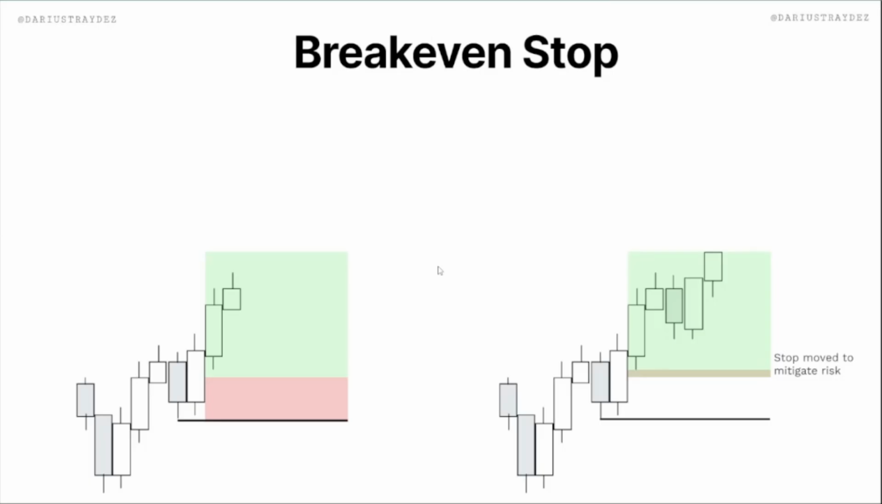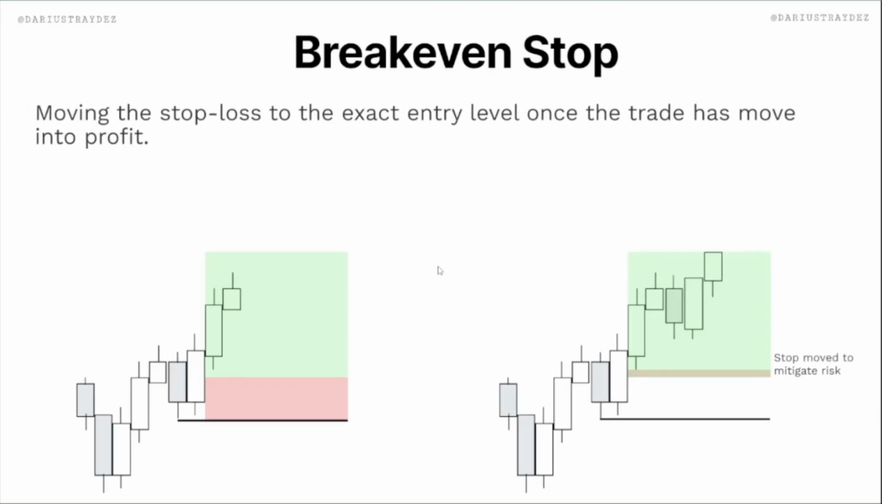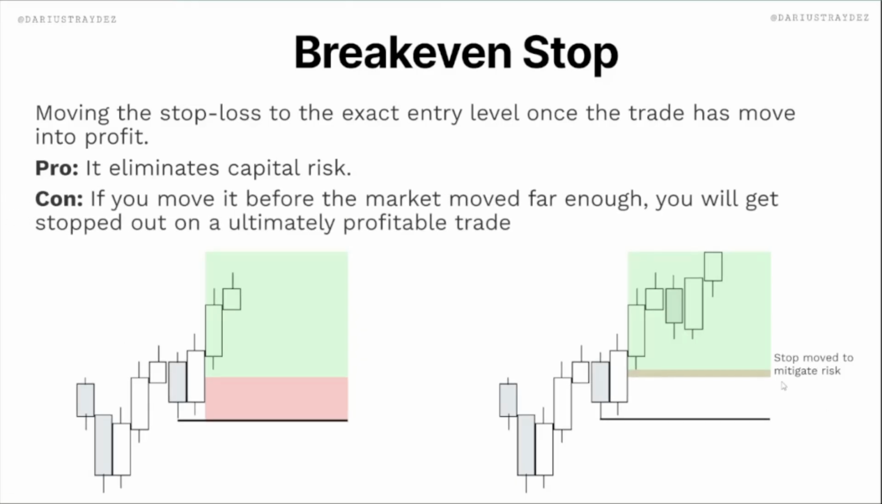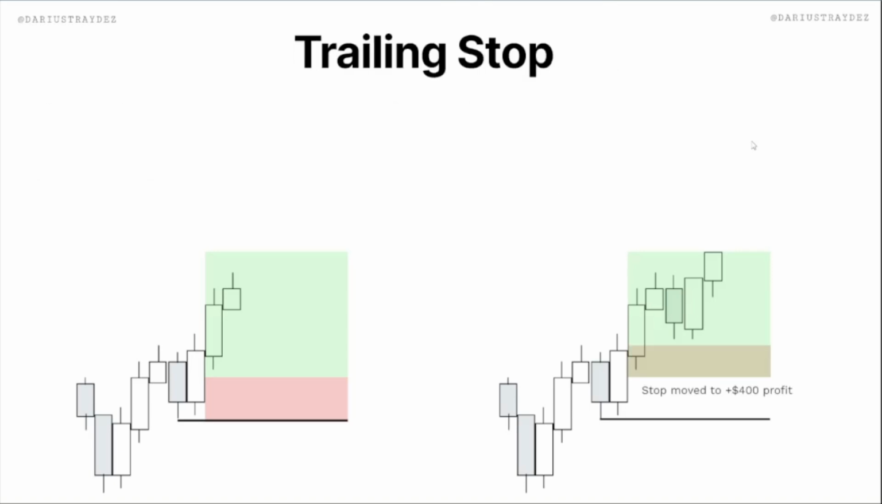And then obviously we have a break-even stop. This is pretty intuitive. This is just moving your stop loss to the exact entry level once your trade started to move. And obviously the pro is you mitigate your risk. So you're making money, you're confirming money. Obviously, this can be bad because if you move before the market has confirmed the reversal with those deep pullbacks, you can get stopped out and ultimately turn many profitable trades into these unprofitable and break-even trades.